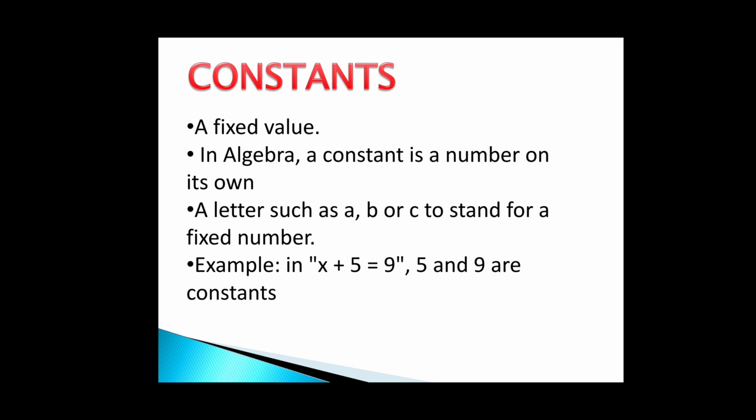In algebra, a constant is a number on its own. It does not depend on any other number. A letter such as A, B or C can stand for a fixed number. Example, in x plus 5 is equal to 9, 5 and 9 are constants.